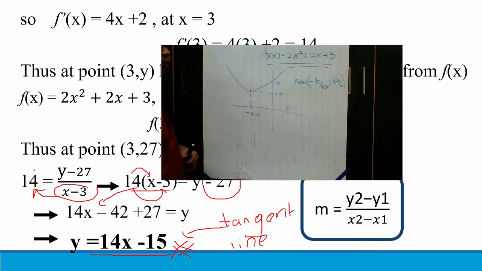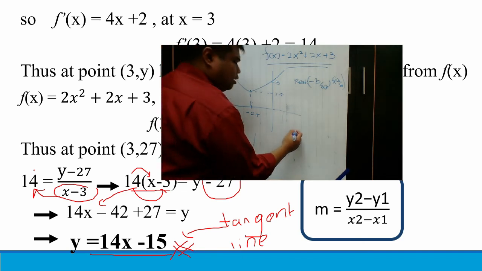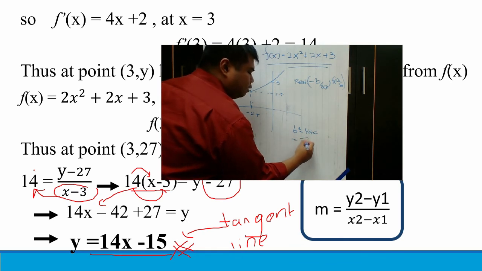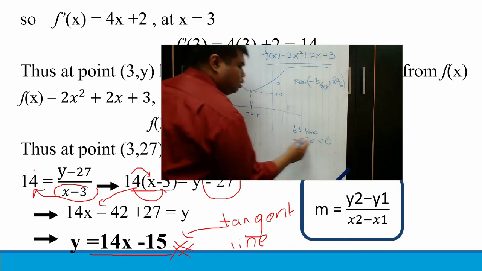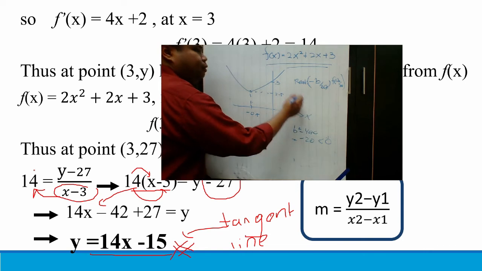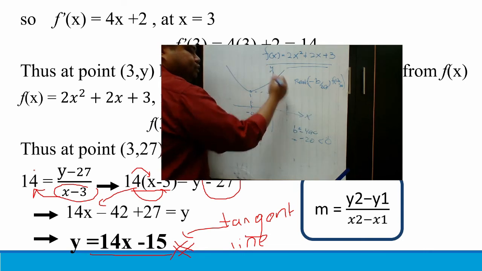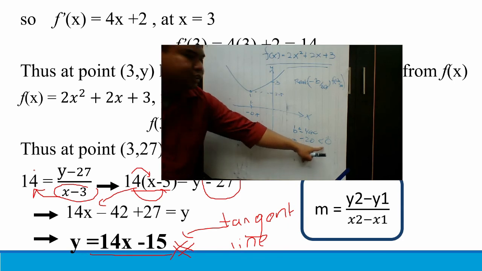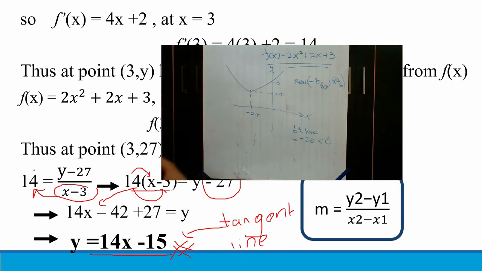And if you find b squared minus 4ac, you will get negative 20. So it's less than 0, so it will not touch the x axis. Since b squared minus 4ac is less than 0, it will not touch the x axis. So the graph looks like this one.